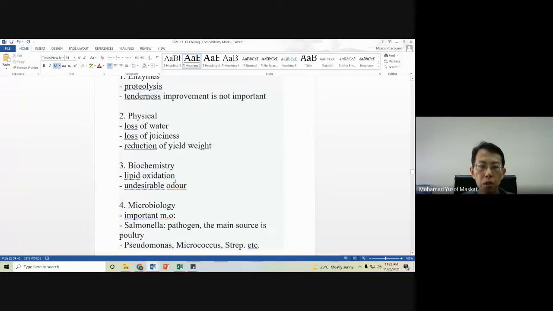Lipid oxidation in meat is more important. In poultry it is less important because poultry itself is considered a low lipid or low fat protein. The amount of fat is significantly less compared to meat. So lipid oxidation is less of a concern, but it can still happen if you were to store it for a longer period of time. Also, due to lipid oxidation, it will become rancid, and undesirable odor will be produced.